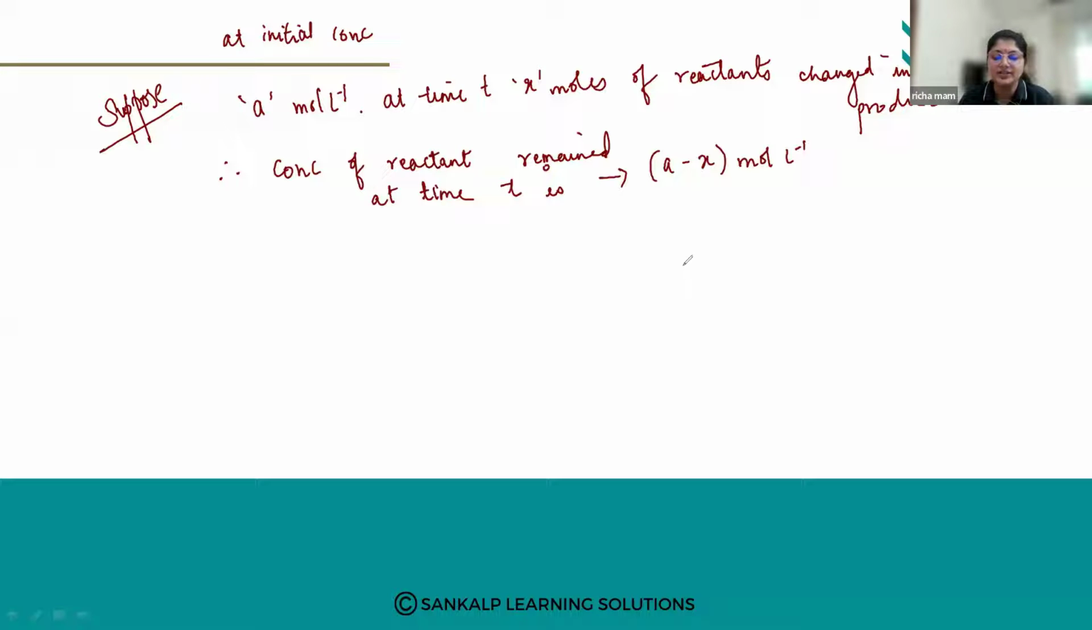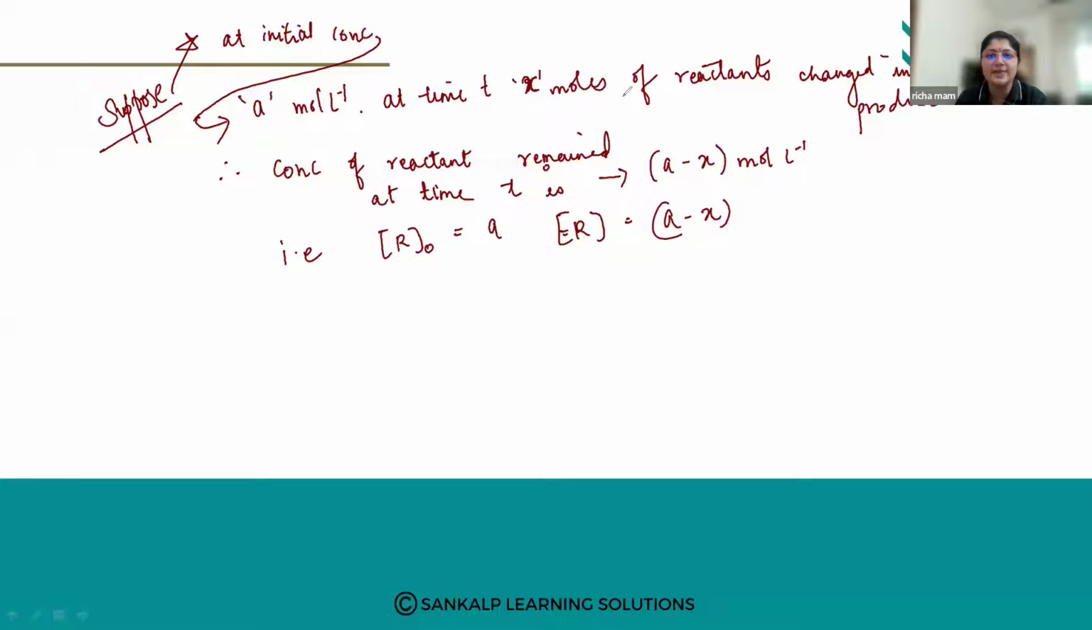So if we consider the initial concentration of the reactant as A mole per liter, at a time t, x moles of reactant change into product. So the concentration of the reactant remaining at time t will be A minus X mole per liter. Suppose that is your R naught, your initial concentration, which is A, and after time t, R will be equal to A minus X.